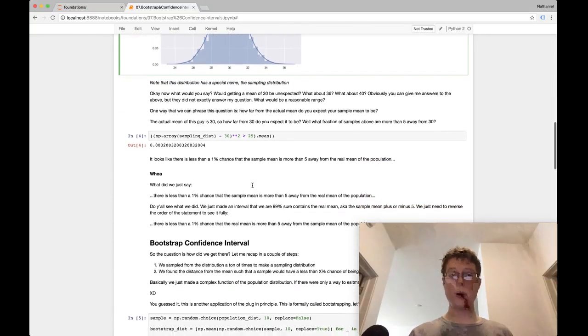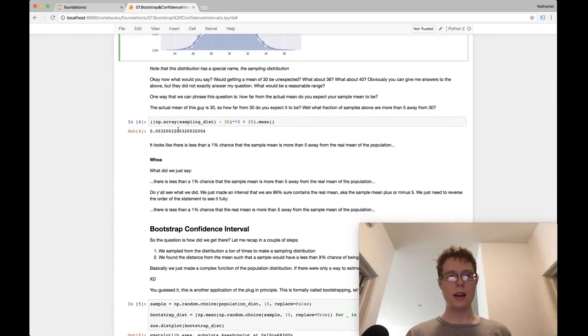So, for example, in this case I'm looking at 5, so I squared everything. I'm looking at what percent of the samples that I took up above were more than 5 distance from the actual mean of the population. I calculated that, and it turned out to be 0.3%. That's pretty good.